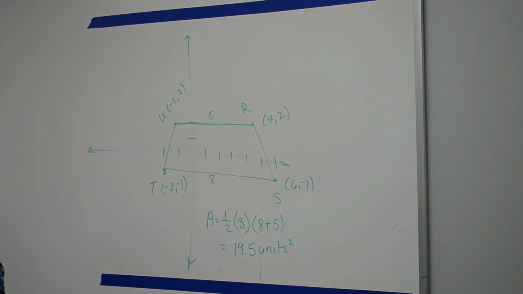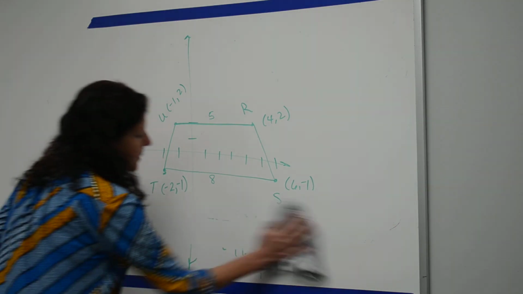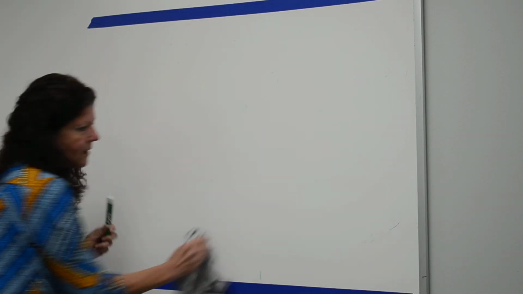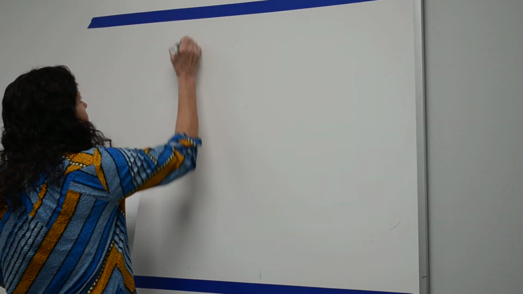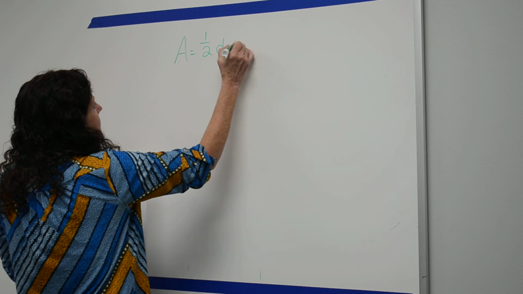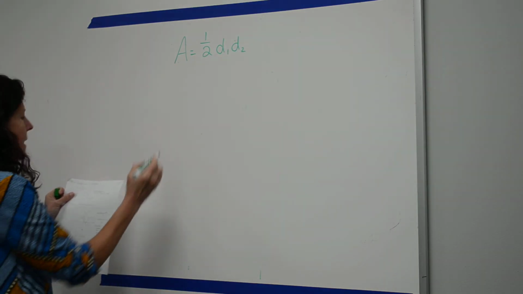All right, the next shape is a rhombus. It also has a formula to go with it. Remember, the rhombus is kind of like a diamond, or we talked about it being a squished square, because on a rhombus, all of your sides are equal. That's your formula, 1/2 the diameter times the diameter.